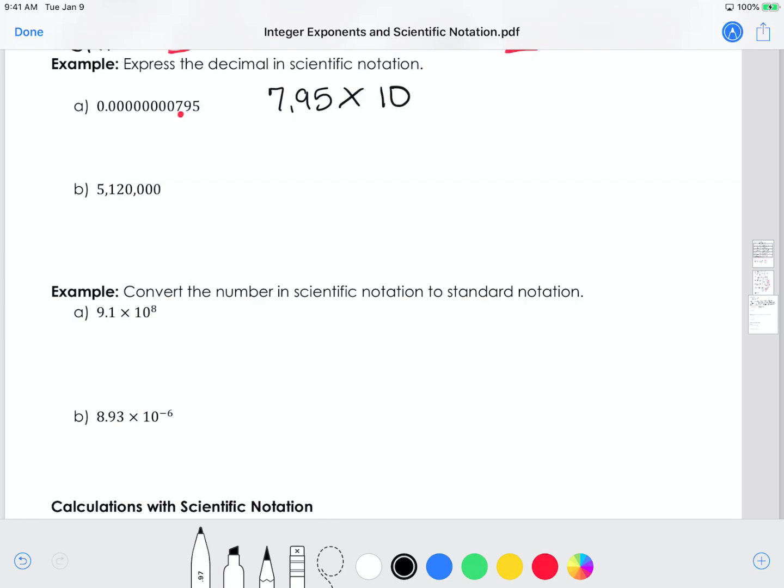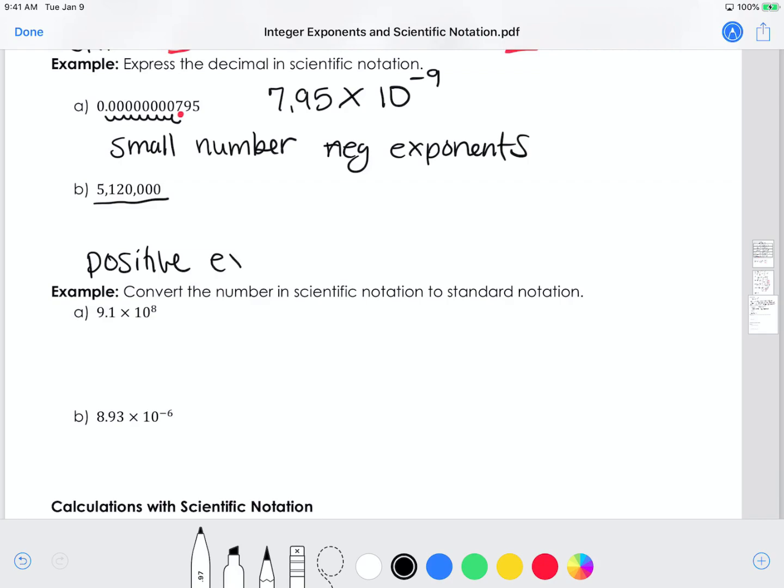Now, to figure out what that exponent is, I count how many places I move my decimal point. So I moved it 1, 2, 3, 4, 5, 6, 7, 8, 9 places. So this is going to be to the power of negative 9. I chose negative instead of positive because this is a very small number. With small numbers, you're going to have negative exponents. And with really, really big numbers, like in example B, you're going to have positive exponents for your scientific notation.